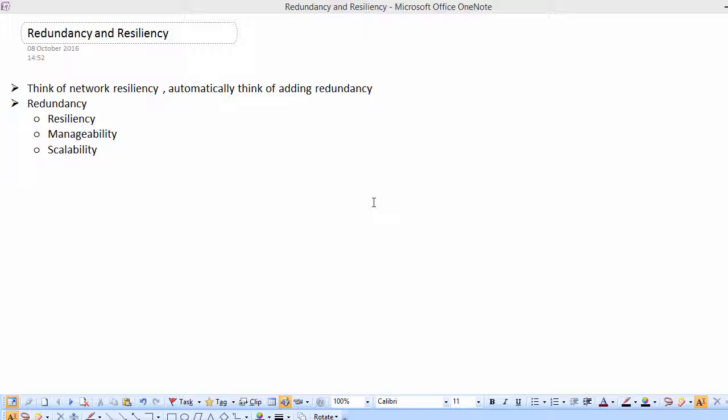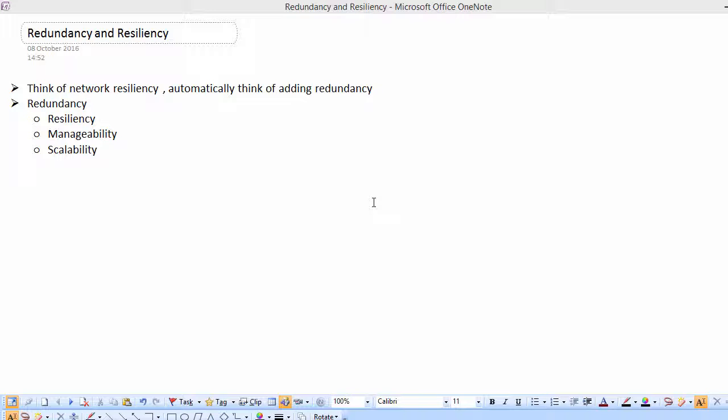That's to some extent correct, but we'll look deeper at what exactly these two terms mean. Whenever we think of network resiliency, automatically we think of adding redundancy. Redundancy does not just impact the resiliency of a network. It also impacts your manageability and scalability.